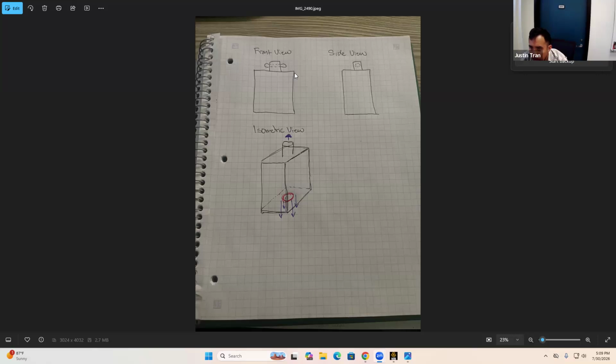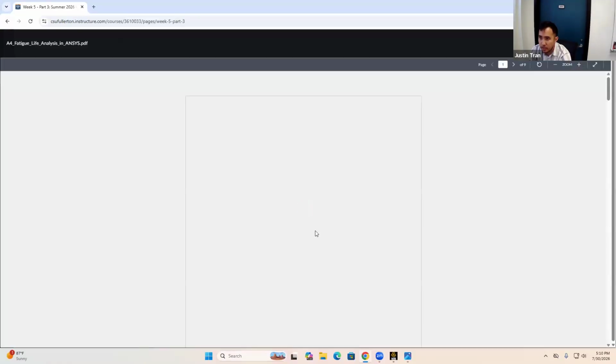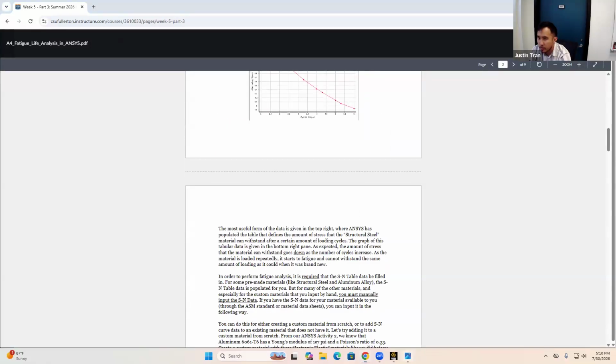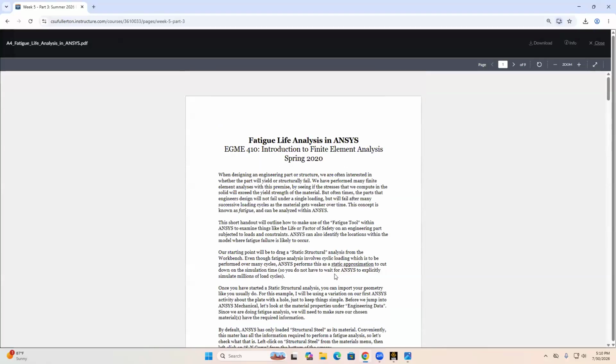And another boundary condition situation. I know you mentioned something about thermal yesterday. You could do a thermal simulation. You could do a modal simulation as well. You could do fatigue life analysis. I think that would be interesting, just because this part is going to be used over and over again, I'm guessing, right? Yes, it would be. Actually, that's a good idea.